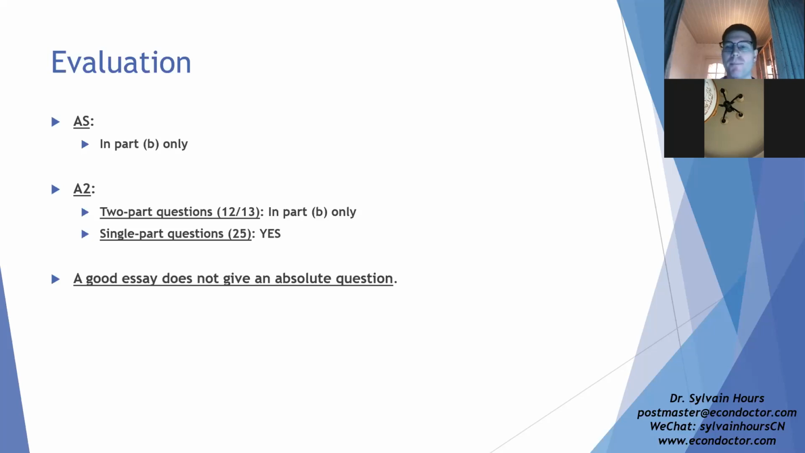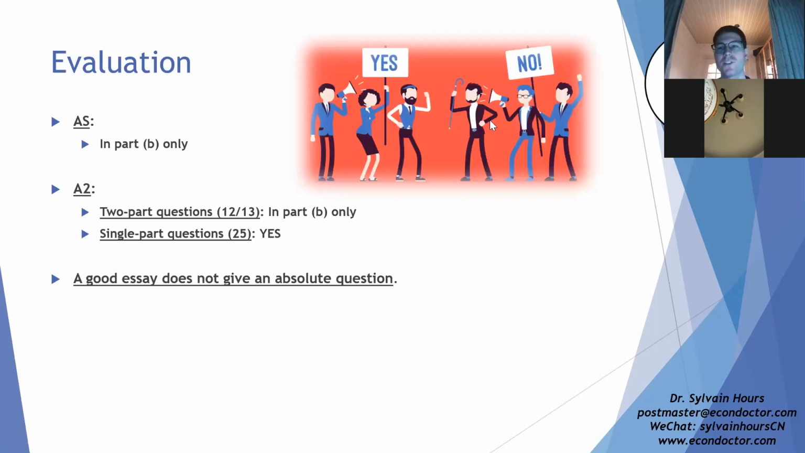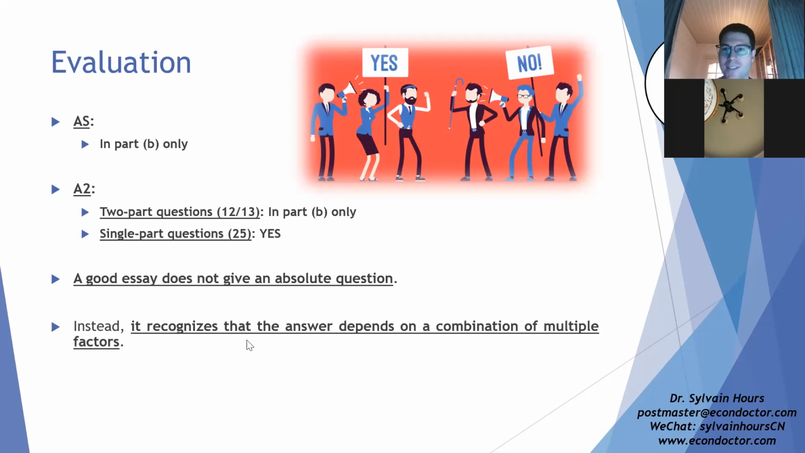Our students cannot be black and white thinkers. They have to be able to provide a finely shaded answer. So this is not just yes or no. We have to go beyond that. A good essay recognizes that the answer depends on the combination of multiple factors. It's not just yes always or no always. It's more complex. It depends on several factors. And the work of your students when they write an evaluation is to explain and discuss those factors.